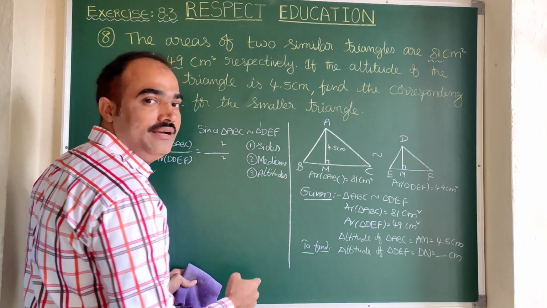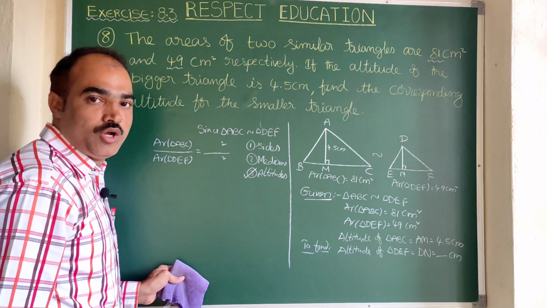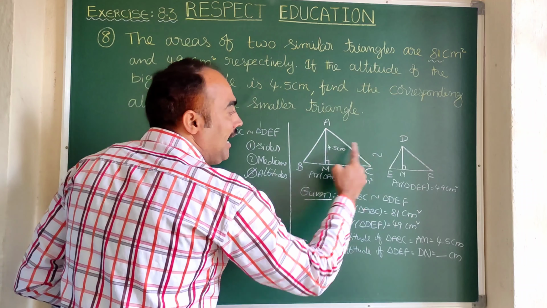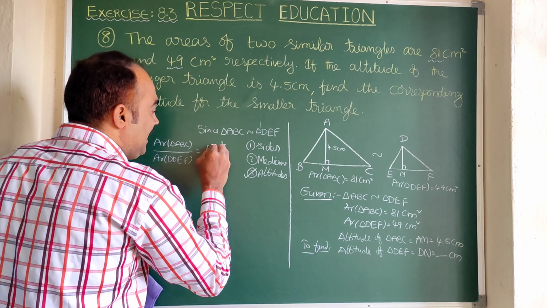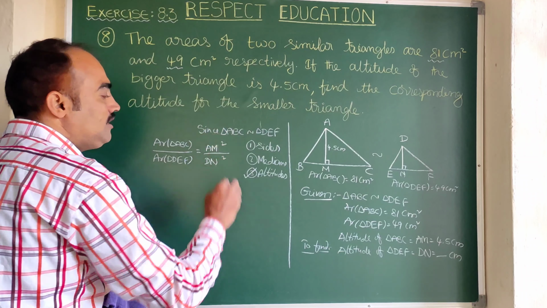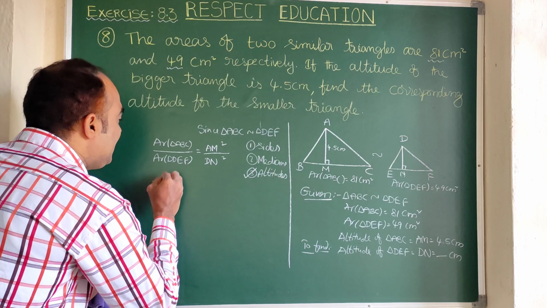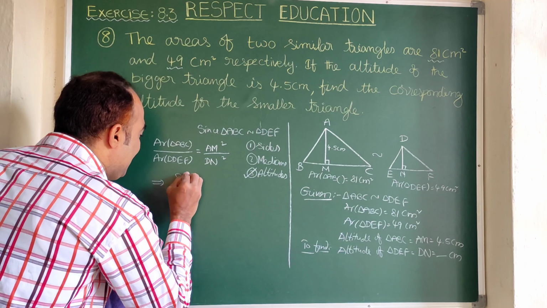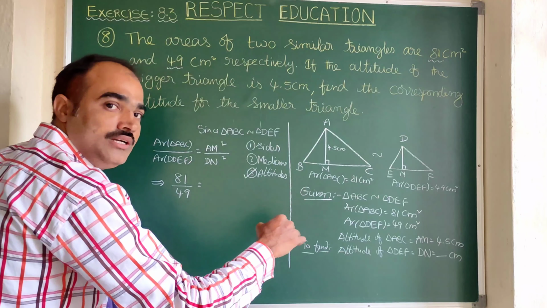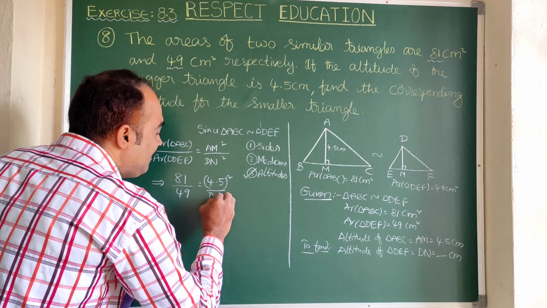This is already explained. So I am taking this third one, with which we are able to solve this problem: the ratio of the squares of their corresponding altitudes. Here AM is the altitude for triangle ABC, and the corresponding one is DN. Now by substituting these values, we are able to find DN. Area of triangle ABC is given as 81, by 49, equals AM square, AM is 4.5, so it is 4.5 whole square by DN square.